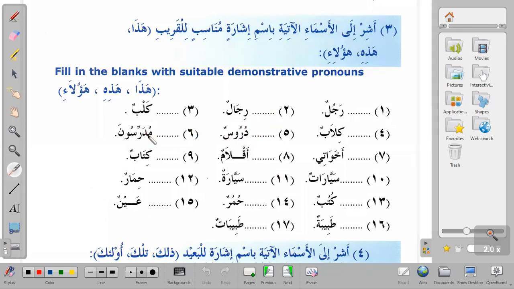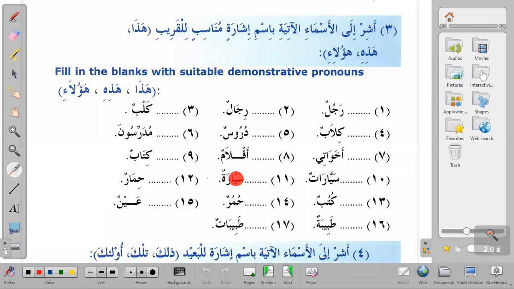Okay, mudarrisuna. Okay, this is akil. So you use haula'i mudarrisuna. Okay, akhawati. So you use what? هؤلاء أخواتي. Then here أقلام. Okay, use what? هذه أقلام. Then كتاب, use what? هذا كتاب. سيارات is a plural of سيارة, right? So use هذه. هذه سيارات, several cars. Okay.